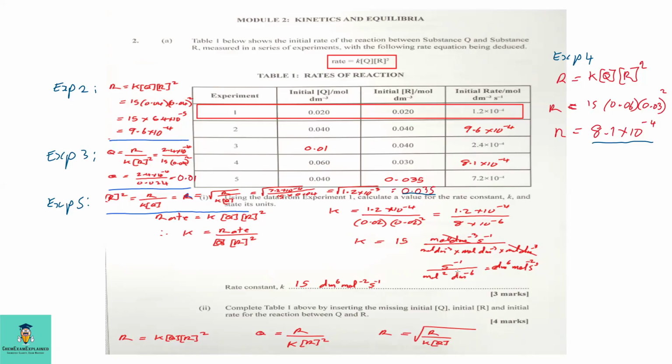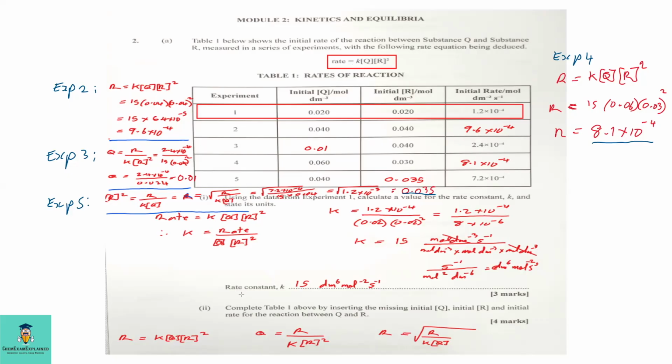So what we want now is to bring up everything into one level. So we have dm to the minus 6, which once you bring it up, it becomes dm6. Then mole squared becomes moles per squared. And of course, we have per second. And so our unit is dm6 per mole squared per second. And of course, this is the unit for third order. As you look at the rate equation here, you could see that Q is to the first order and R is to the second order. So the overall order is third order.